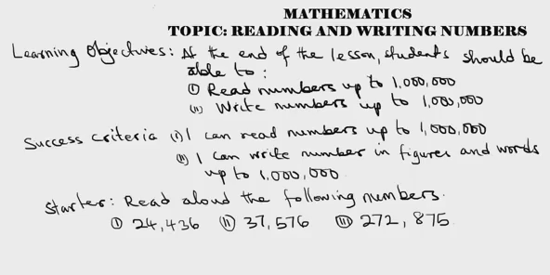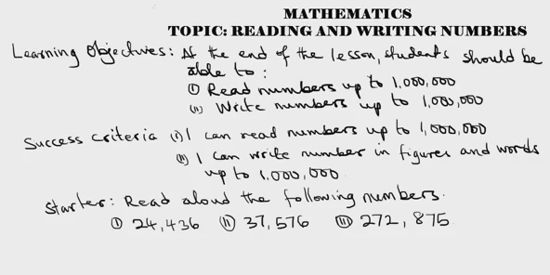Welcome to this lesson. In this lesson, we are going to be looking at mathematics, and the topic that we will be considering is reading and writing numbers. The learning objectives: at the end of the lesson, students should be able to read numbers up to 1 million and write numbers up to 1 million. The success criteria for the lesson is: I can read numbers up to 1 million. I can write numbers in figures and words up to 1 million.